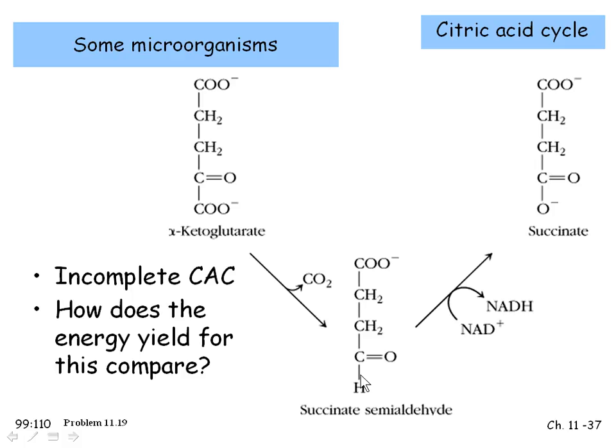And this is the semialdehyde part of it. And when this is oxidized, you can reduce an NADH and come out with succinate. How does this version compare in energy yield to an authentic citric acid cycle? We can talk to try and figure that one out. So how does this compare in yielding energy to a normal citric acid cycle like we would have?